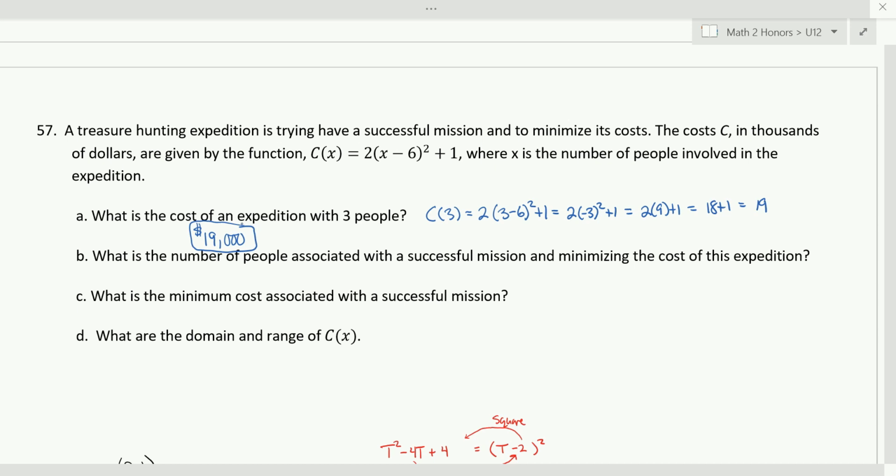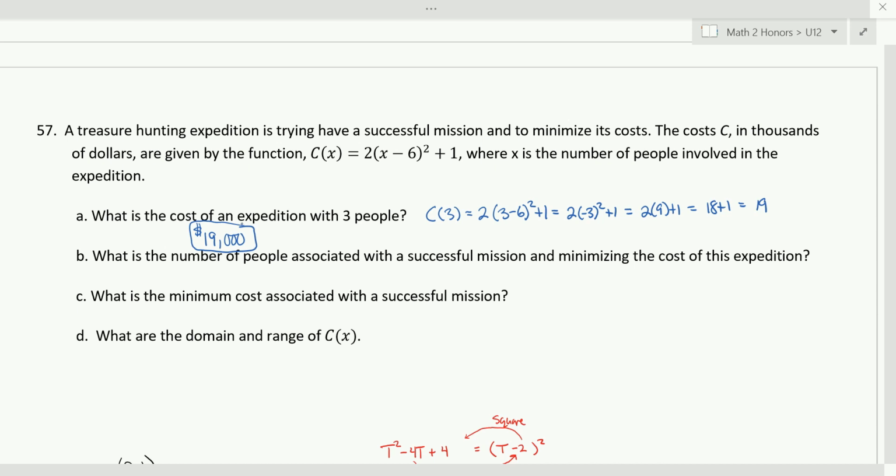And so what's the cost going to be? 19,000. Good. You end up with 19, but you have to interpret that as thousands. So here's my work. You plug in 3 for X, and you follow order of operations to get 19. And then you have to read that in context and say that represents $19,000.